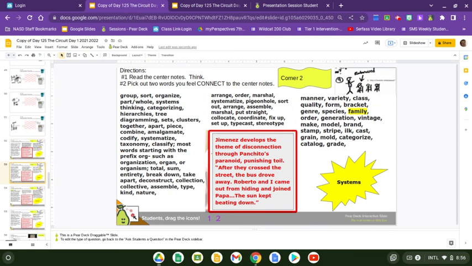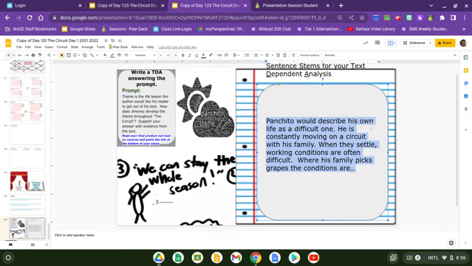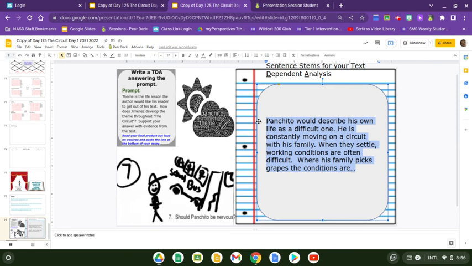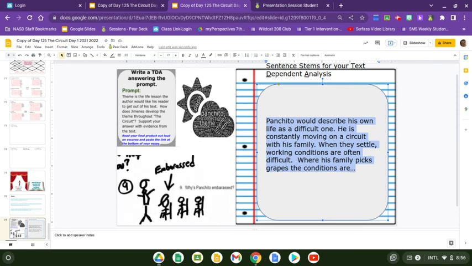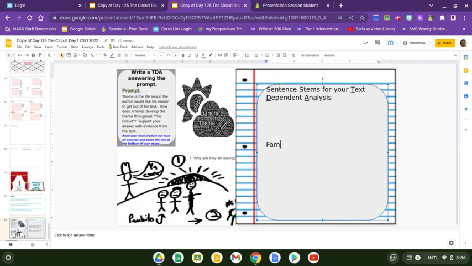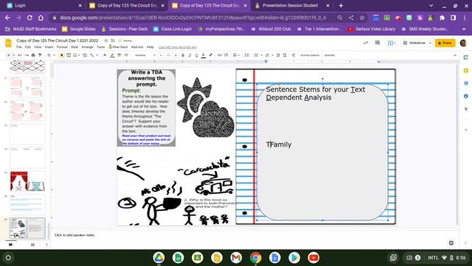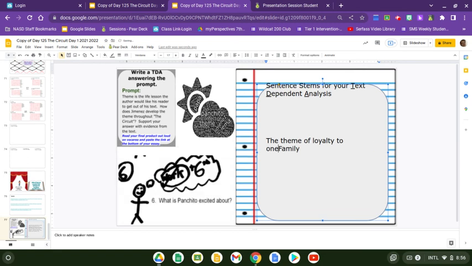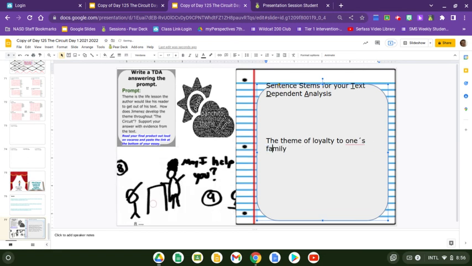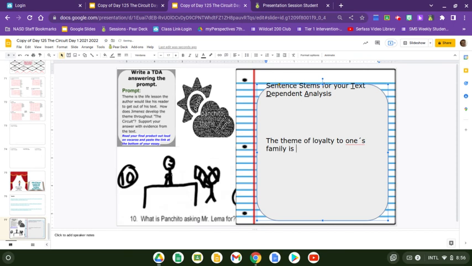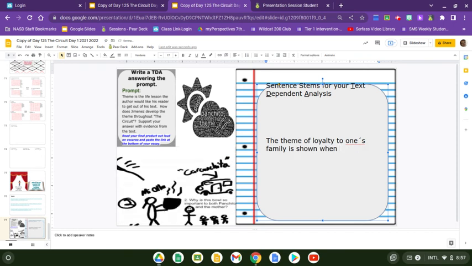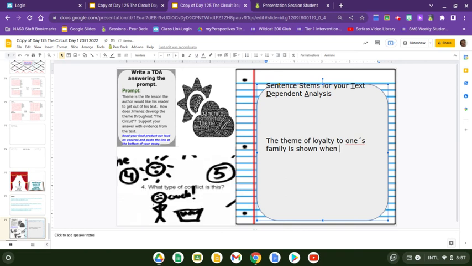For this one, I thought one of the better words was family, because family seems to play such a large role in the story. So how could we use the word family in describing the story or the theme in it? Well, let's say we say the theme is about loyalty to your family, right? So here's the word family. The theme of loyalty to one's family is shown when. Now, when does he seem to be loyal to his family? Either in the animation to the left or in the word cloud above.